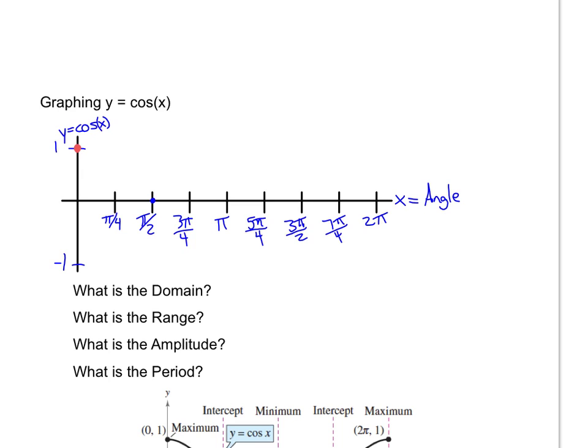What's cosine of pi over 4? Square root of 2 over 2. Alright, so here's root 2 over 2. Cosine of pi over 4 is that. What's cosine of pi over 2? 0. Cosine of 3 pi over 4? Root 2 over 2.